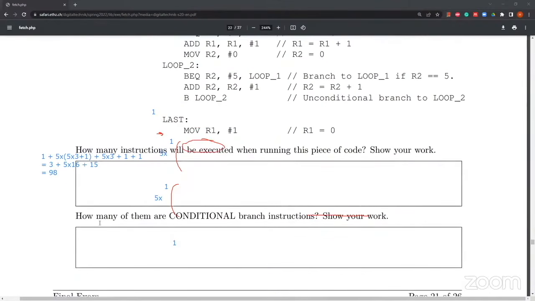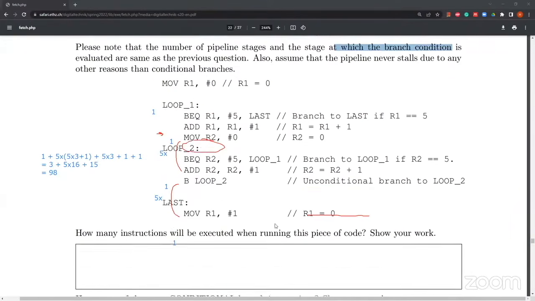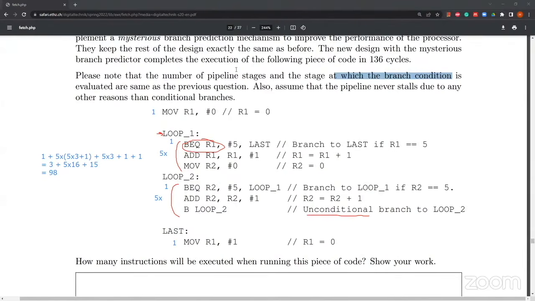If you scroll down to the second question, it says how many of the instructions are conditional branch instructions? Show your work. So calculating that is now much simpler because we know what the program does. So basically, instead of counting all instructions, we will only count the branch equal instructions. And yeah, so in the first part, in loop 1, we execute the branch equal instruction 5 plus 1 times, right? So 5 times when the branch is not taken and once when it is taken.